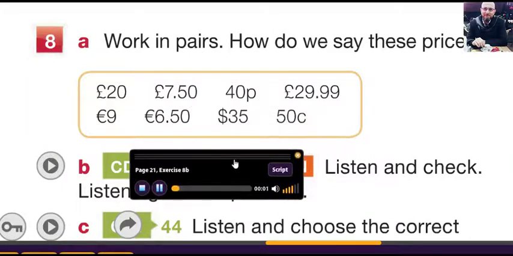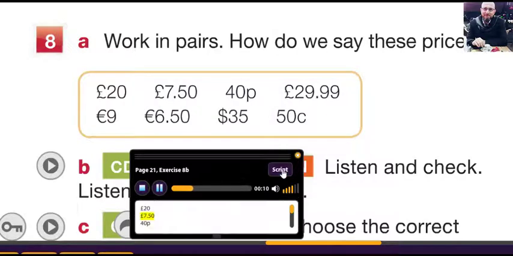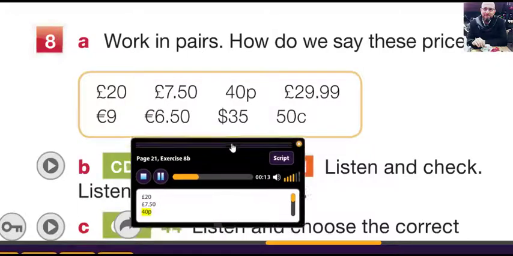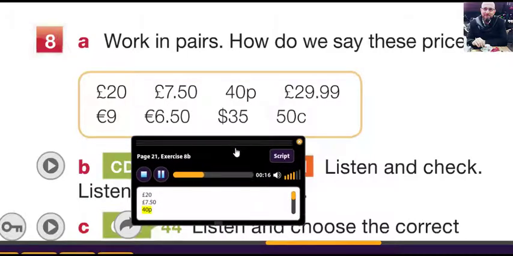Track 43. 20 pounds. 7 pounds 50. 40p. 29 pounds 99. 9 euros. 6 euros 50. 35 dollars. 50 cents.